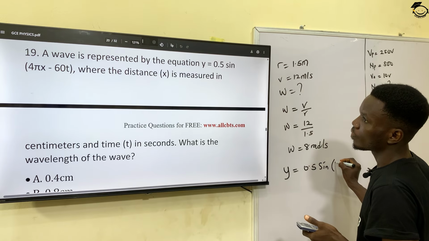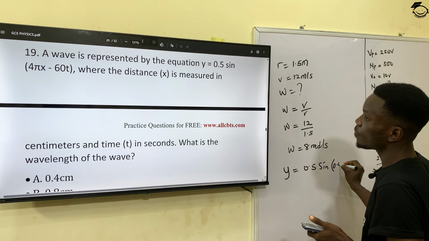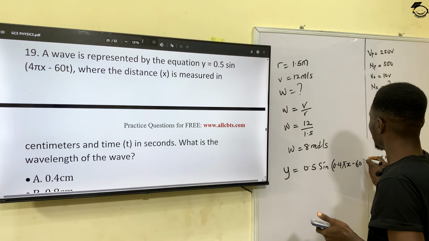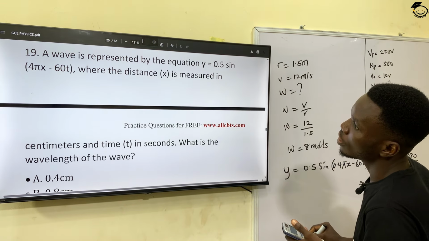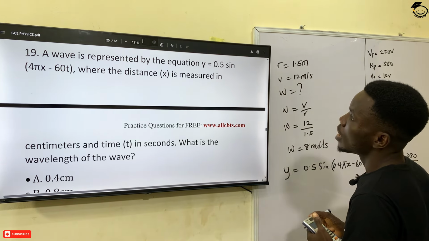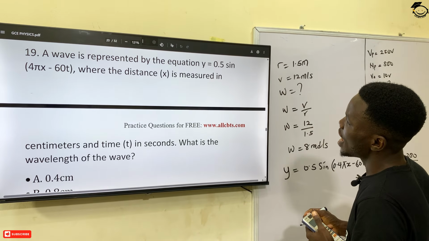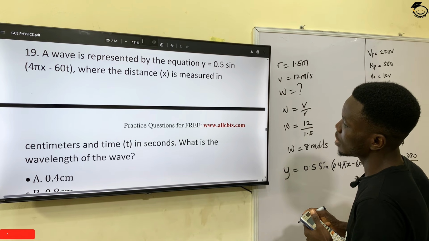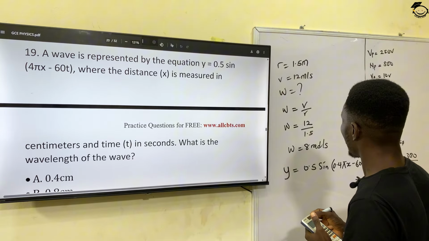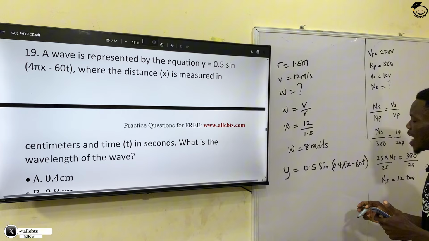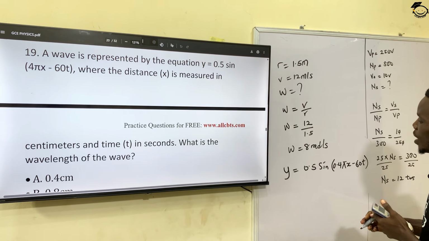This is supposed to be 0.4 pi x minus 60t. There's a typographical error here. It's supposed to be 0.4 pi x. So where the distance x is measured in centimeters and time t in seconds, what is the wavelength of the wave? So if this is the wave equation, they're asking us, how do we get the wavelength of the wave?